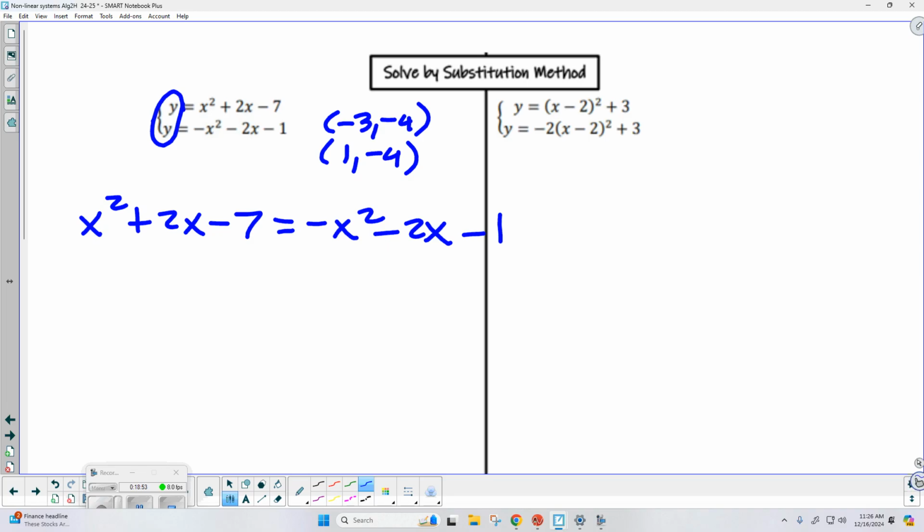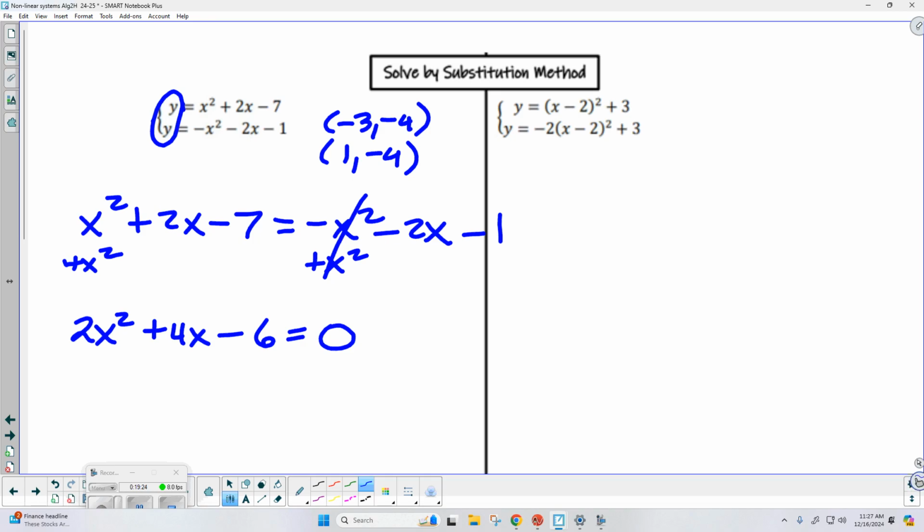Let's combine like terms. Let's say if I were to go ahead and add the x squared from the right over to the left. Okay. Those are going to cancel. How many x squareds do I have? I've now got 2. 2x squared. Well, let's do it with the rest of them. So if I add the 2x, I'm going to have plus 4x. And if I add the 1, this is going to be minus 6 is equal to 0.